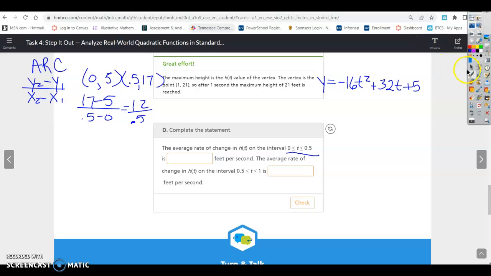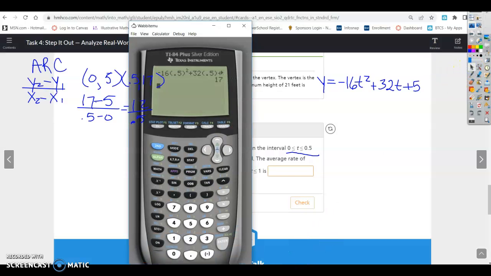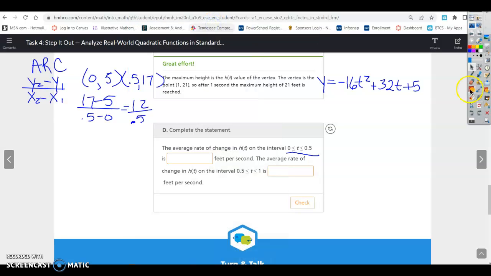Let's check that quickly. 12 divided by 0.5 equals 24. All right, so the first average rate of change that we found is going to be 24. It says the average rate of change of h of t on the interval 0.5 to 1. So now we're going to look at 0.5 to 1.